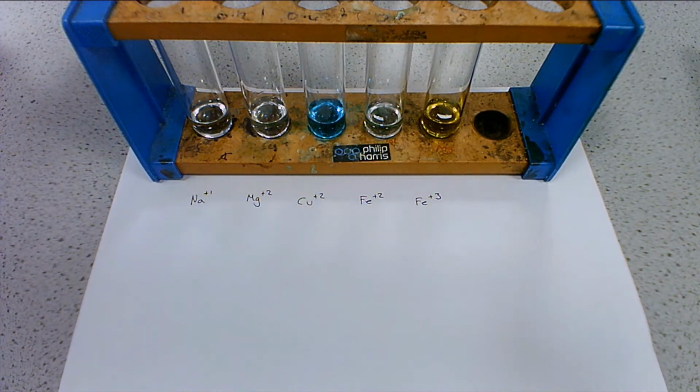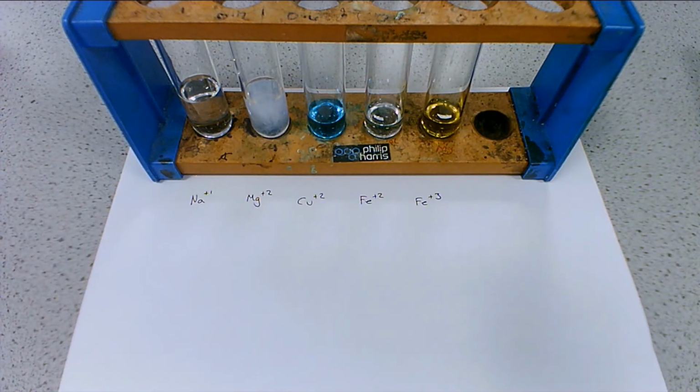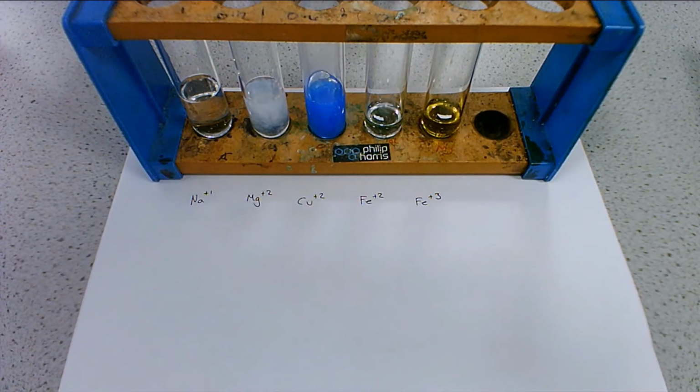So if I add some sodium hydroxide to the sodium sulfate, it remains a colorless solution, which is to be expected because it's not a transition element. If we add some to the magnesium, we get a white solid being produced, a white compound. Again, that is to be expected because it's not a transition element. If it's not a transition metal, then we would expect colorless solutions or white solids, white compounds. The copper, if I add sodium hydroxide, gives us this dark blue solid. So a dark blue compound has been formed. Again, that makes sense, being a transition element.